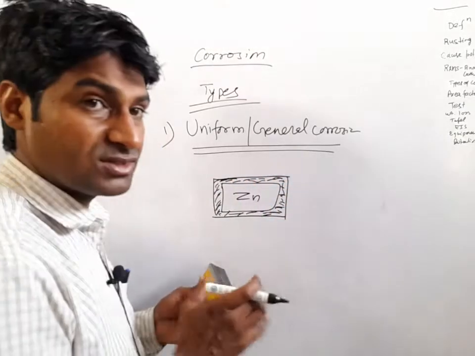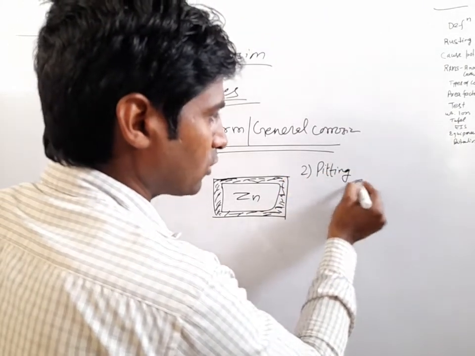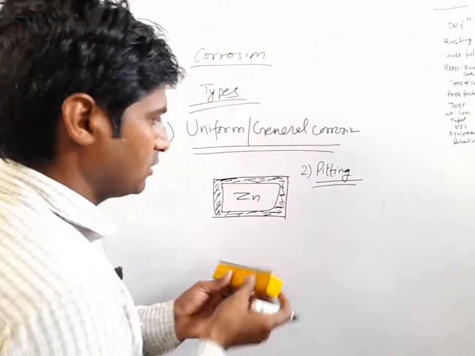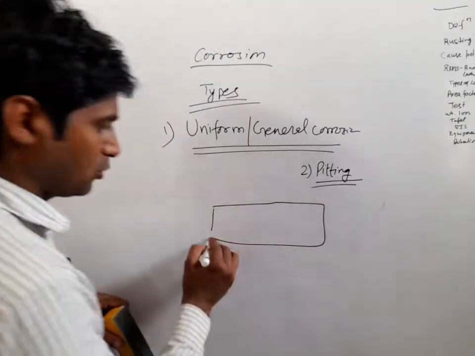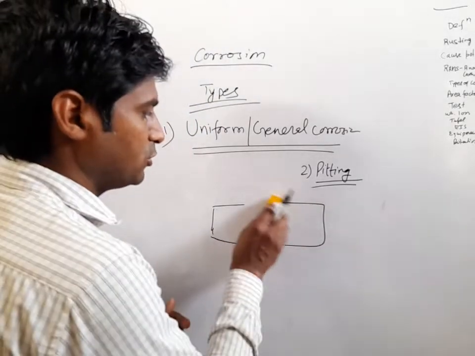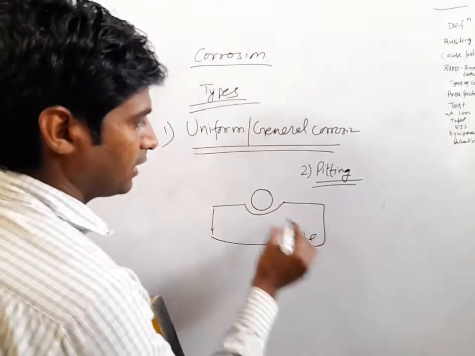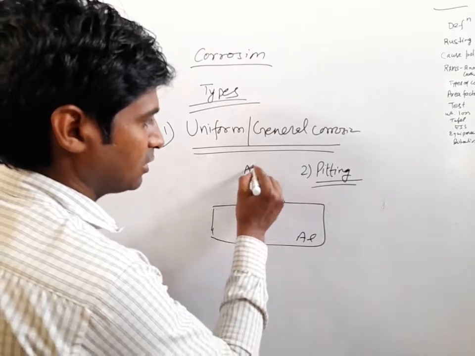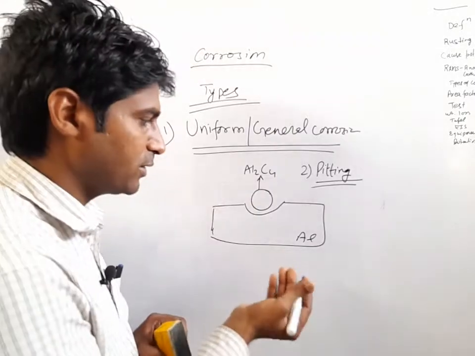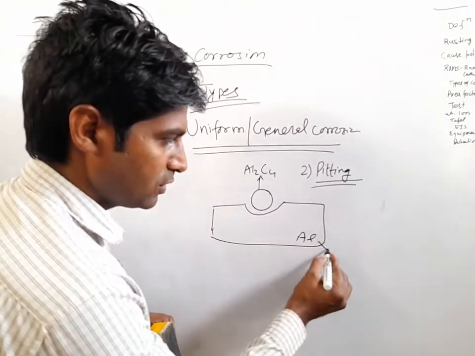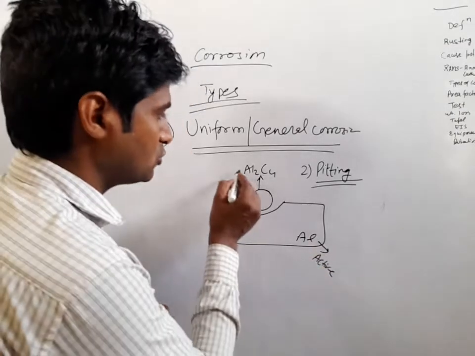Whereas pitting corrosion is a kind of localized corrosion. In case of pitting, suppose this is an aluminum alloy, and this is a second phase particle, Al2Cu. So Al2Cu has a noble potential as compared to this aluminum alloy. This is more active aluminum, whereas this is noble.